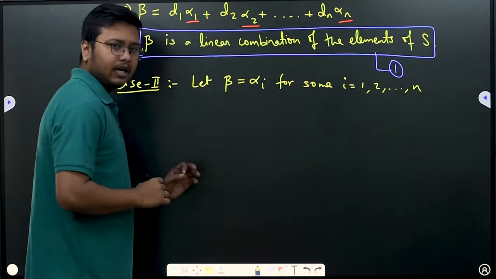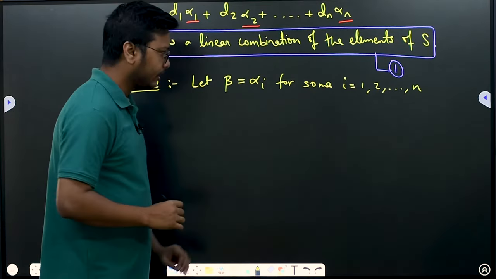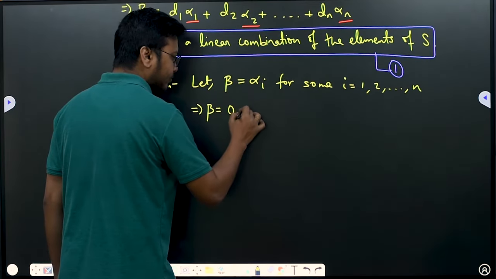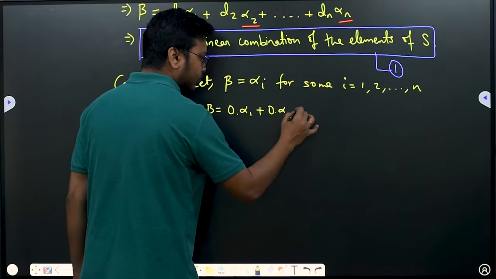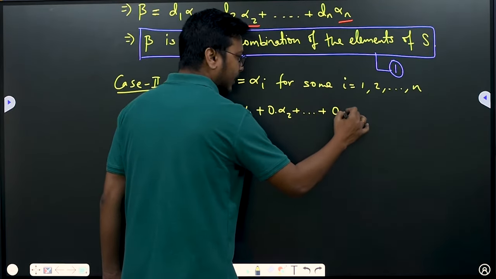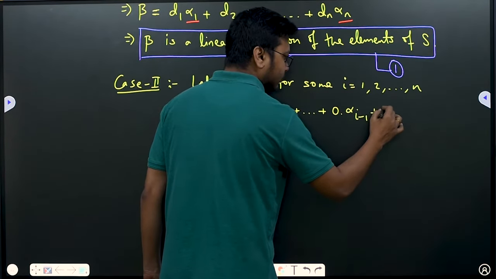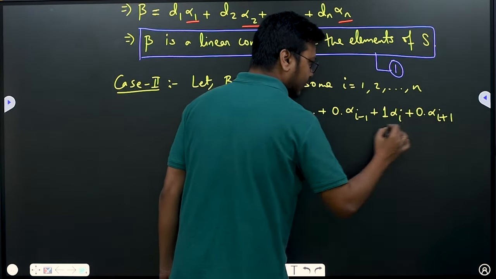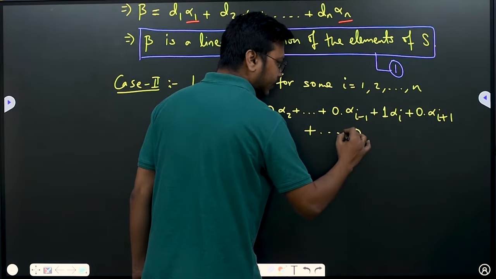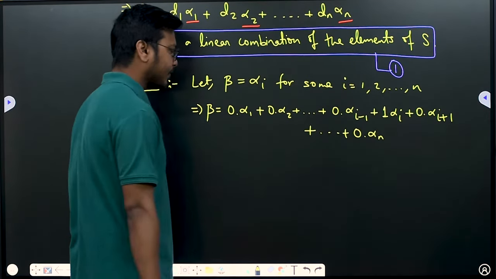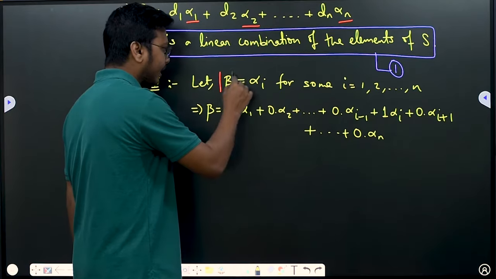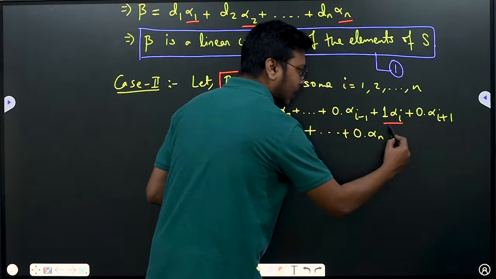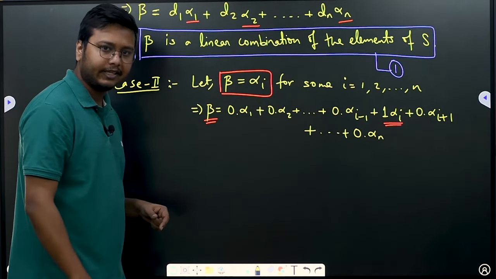If beta is equal to any of the alpha I, then obviously I can write 0 times alpha 1, 0 times alpha 2, up till 0 times alpha I minus 1, plus 1 times alpha I, plus again 0 times alpha I plus 1 and going on up till 0 times alpha n. So beta is ultimately equal to alpha I, with all the rest of the coefficients taken as 0.